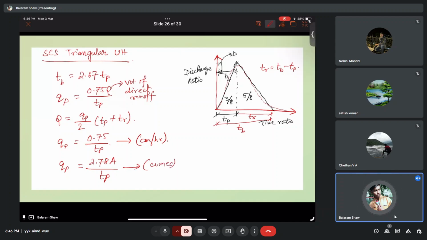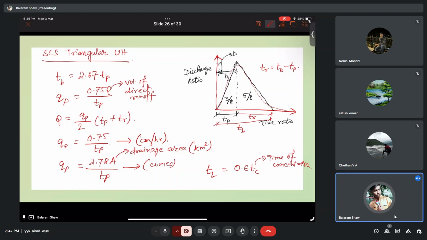A, we know, is the drainage area, which is in square kilometer, right? And TL was also left. So this TL is equal to 0.6 into TC. We'll not go into that much depth, but TC is the time of concentration.